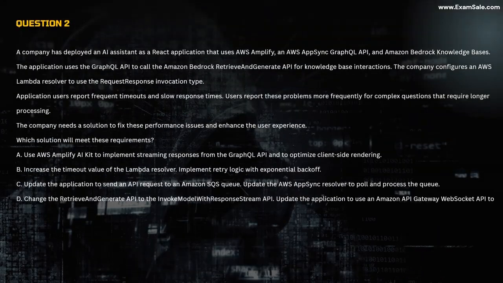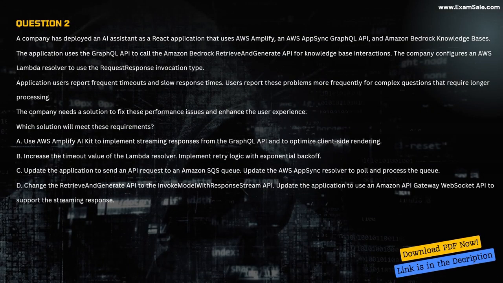Question 2. A company has deployed an AI assistant as a React application that uses AWS Amplify, an AWS AppSync GraphQL API, and Amazon Bedrock knowledge bases. The application uses the GraphQL API to call the Amazon Bedrock Retrieve and Generate API for knowledge base interactions. The company configures an AWS Lambda resolver to use the request-response invocation type.